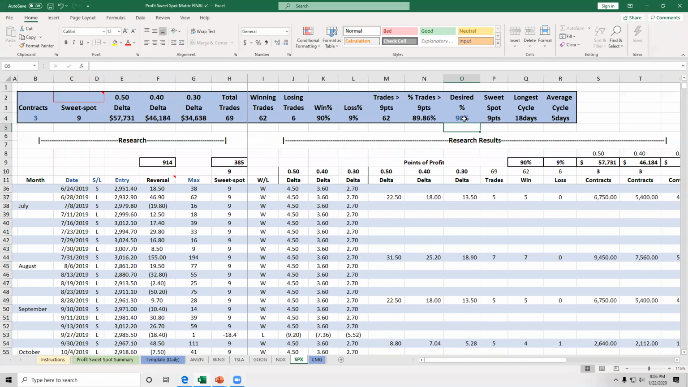Make it 90%. Look for a 9-point move in the underlying stock. And now overall you've got a 90% win rate, you're going to lose 6 times over the course of a year based on the historical data. This is why the PSSM is so powerful for you, is you can adjust that to whatever you want.